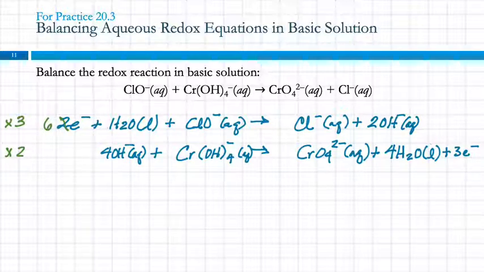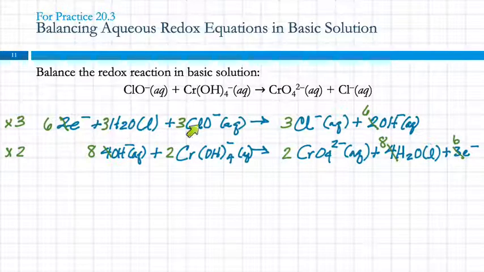So this becomes 6 and 3 and 3 and 3 and 6. And the bottom, 2 times 4 is 8, and 2, and 2, and 8, and 6. So I need 3 of those and 2 of these so that it comes out even. All the electrons that are lost are gained by something else.